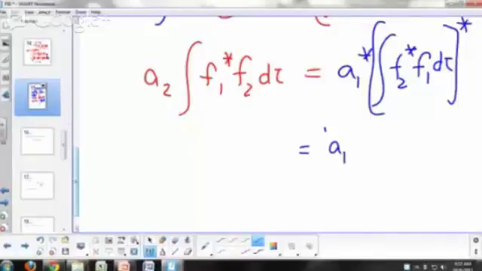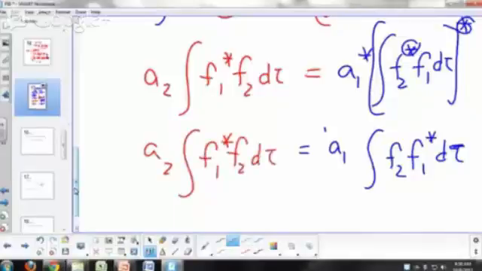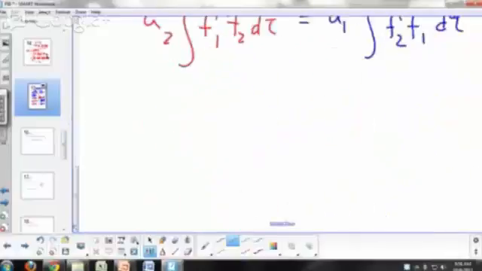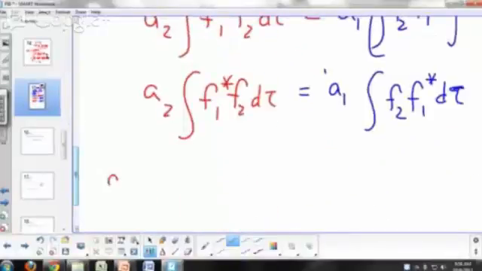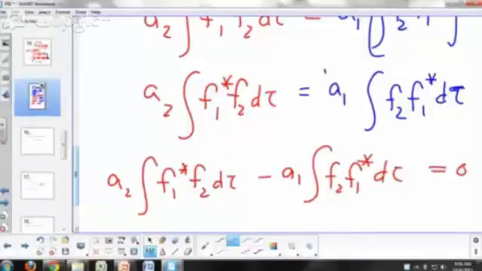But what is the integral of f2 star f1 d tau, conjugated? What is f2 star star? That's just going to be f2. What is f1 star? That's f1 star d tau. Okay? So I have the left-hand side right here is still a2 integral of f1 star f2 d tau. I'll move everything to the left now. What do I have? a2 integral of f1 star f2 d tau minus a1 integral of f2 f1 star d tau equal to 0.